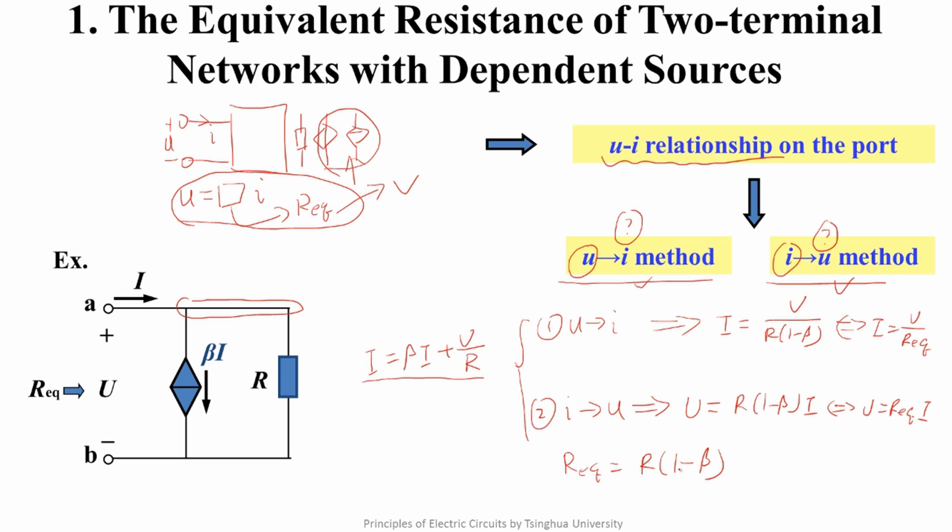We can see from the solution of this problem that this method can be expanded. That is to say, for any two-terminal network containing dependent sources and resistors only, we can calculate its port equivalent resistance with the method U2I or I2U.